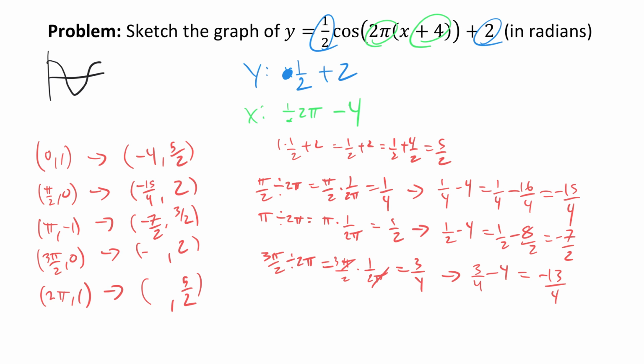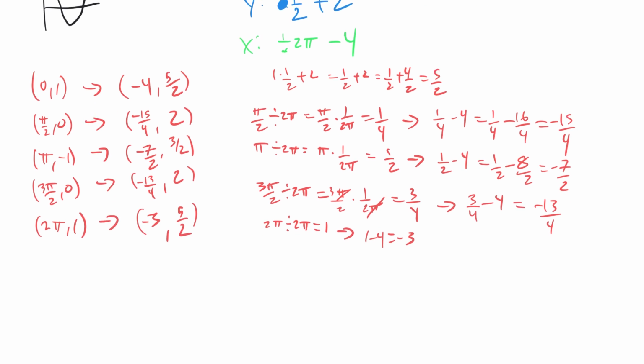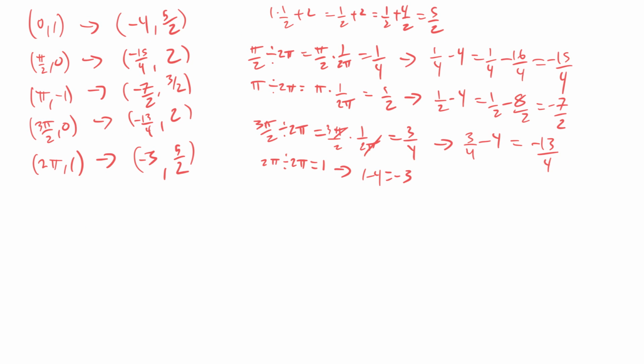It might have been easier to keep these all over 4, but we'll make it work. One last one. 2 pi divided by 2 pi will be 1. 1 minus 4 is -3. All right, at least the last one was nice. Let's go ahead and take those points. And we'll get something like this.